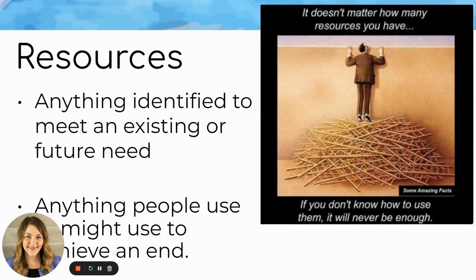So when we think about resources, what types of resources maybe come to mind? Typically, financial resources are going to be an easy given, but what about human resources? What about environmental resources? What is a resource? Anything that is identified to meet an existing or future need. It's really anything that people use or might use to achieve something.